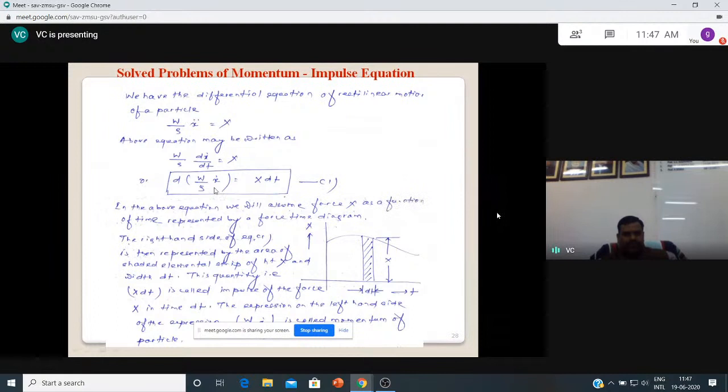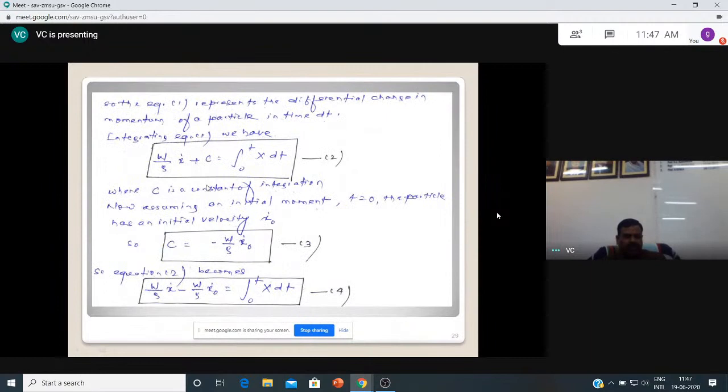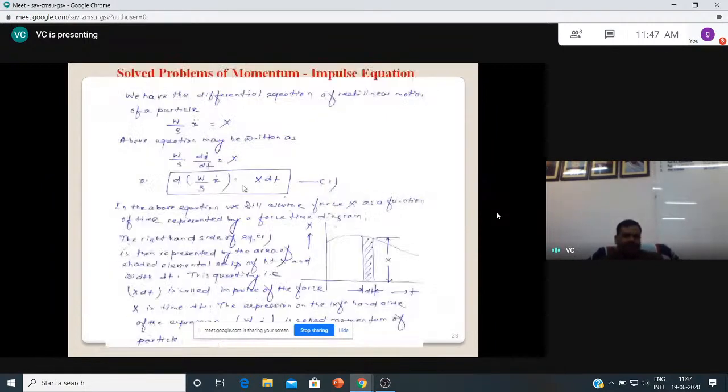See, this is what we have: d/dt of (W/g) x dot is equal to F_x. Now if you integrate both sides, with a large force applying over a small duration of time, let us see here. When you are integrating the left hand side, the differential and integral cancel, and one constant comes.